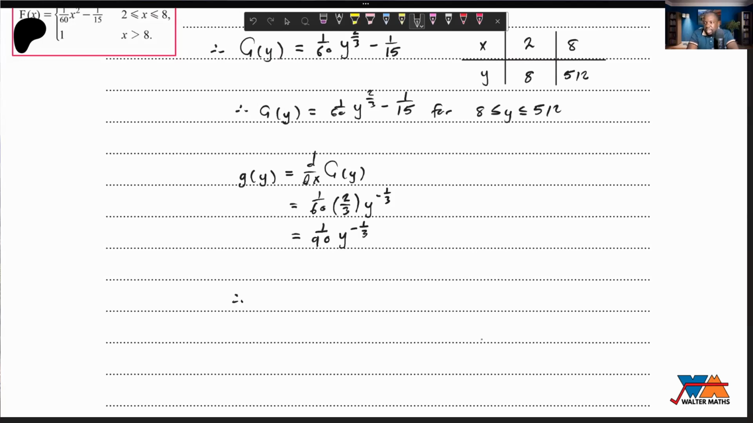So we're saying that g of y is equal to 1 over 90 of y to the negative of 1/3, for y from 8 to 512, or 0 otherwise. So that's how we do it for this particular question.